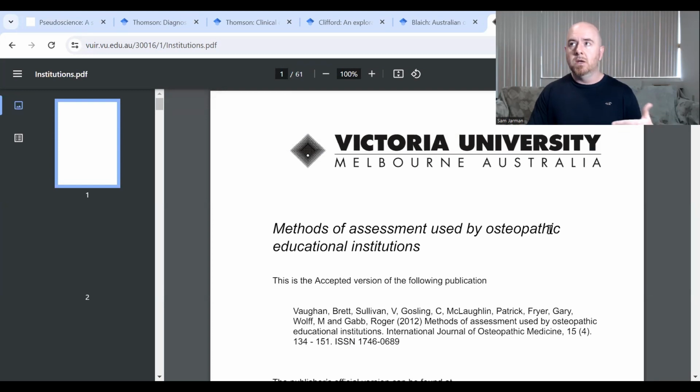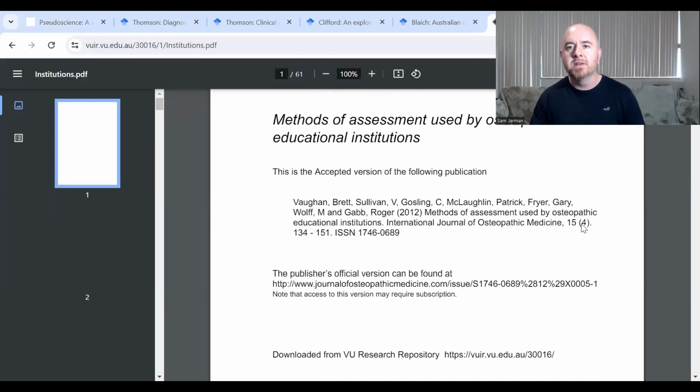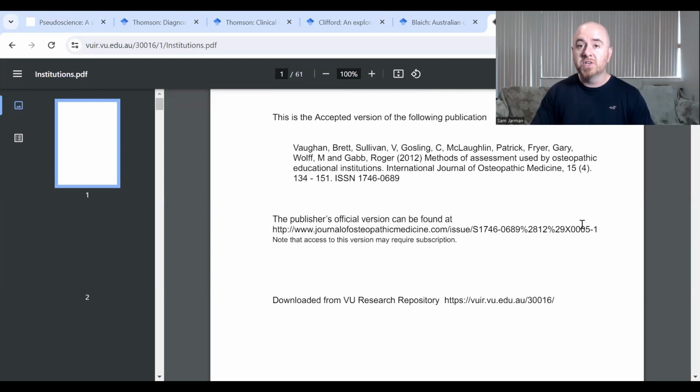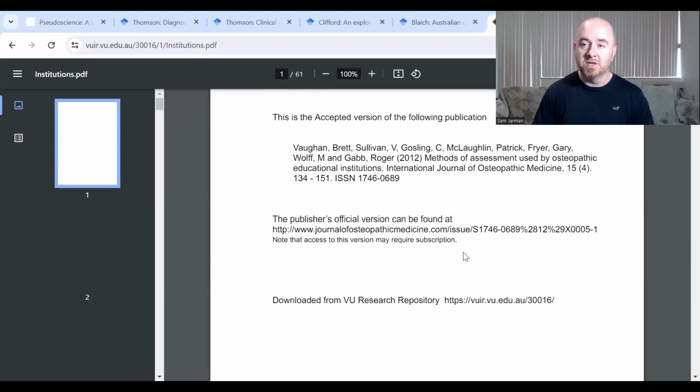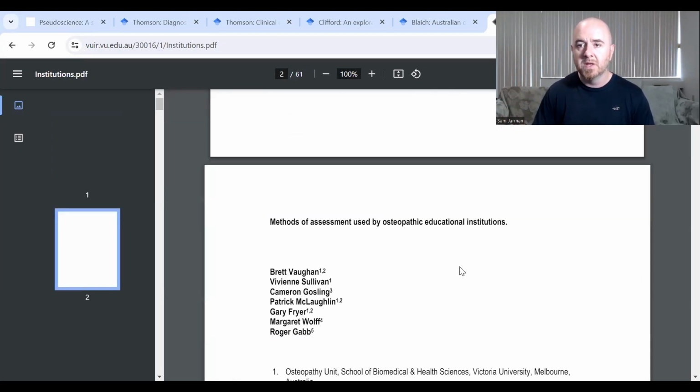So what I want to say is when I got to this, the presentation of this full text, it's missing all the figures. So this is not the full version, but it is the full written process. It says the publisher's official version can be found at journalofosteopathicmedicine.com/issue/blah, blah, blah. Anyways, note that access to this version, the full version, may require subscription.